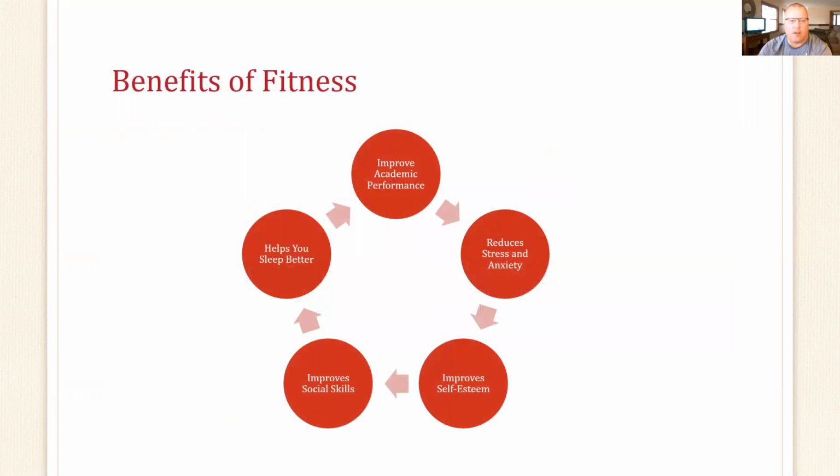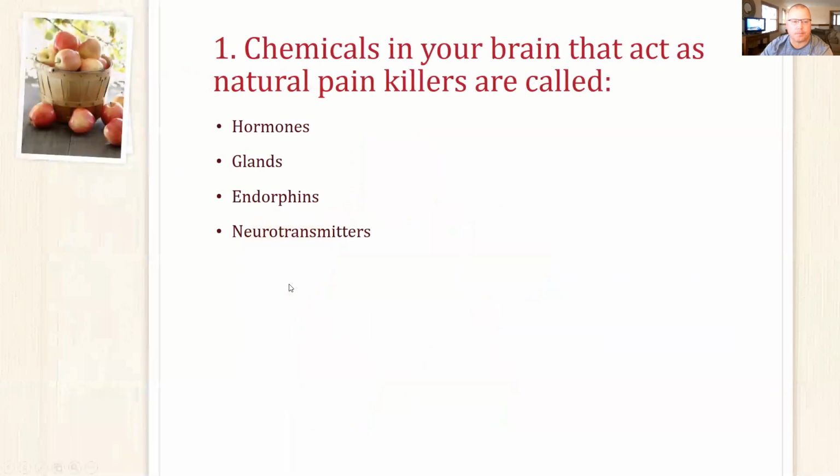So we got 5 basic, there's probably more than this, but here's 5 of the main benefits of fitness. So looking up here at the top of our little diagram, they improve academic performance. Benefits of fitness will reduce stress and anxiety, which I think a lot of us have in our daily lives, right? And it's good to get out and do some physical activity to help deal with stress and anxiety. It can help improve our self-esteem, improves our social skills, and helps you to sleep better.